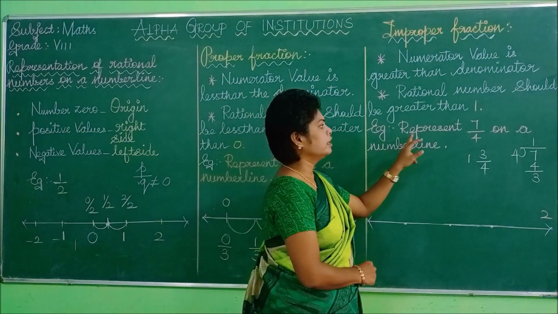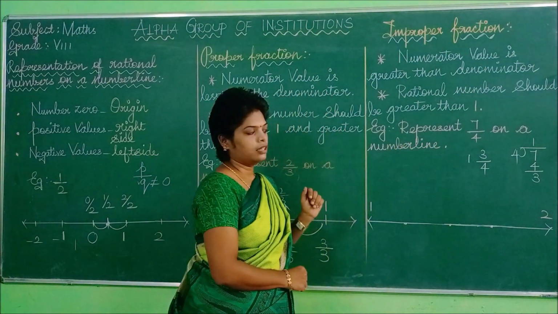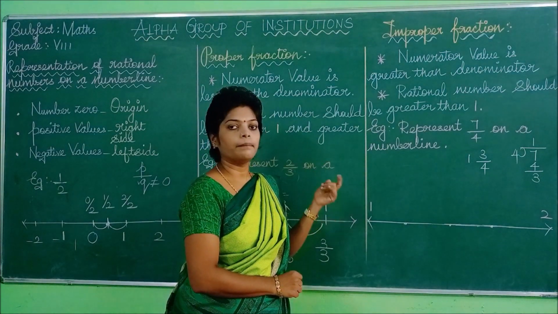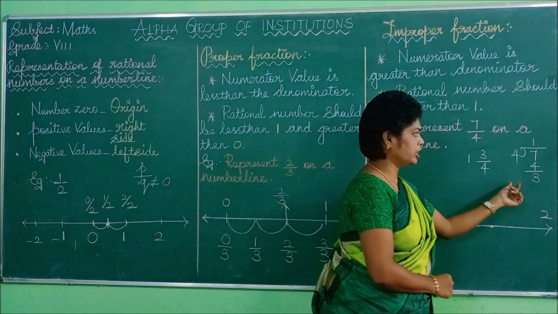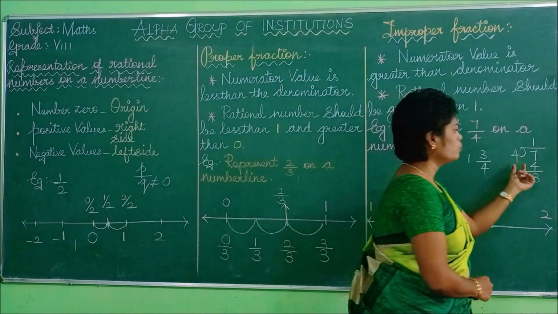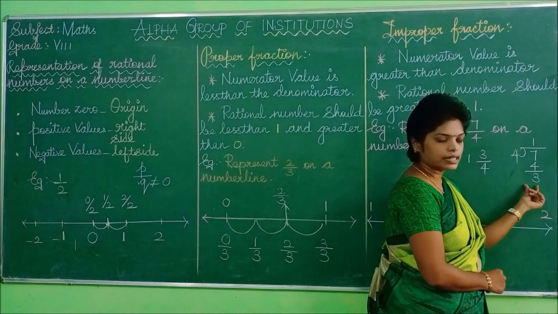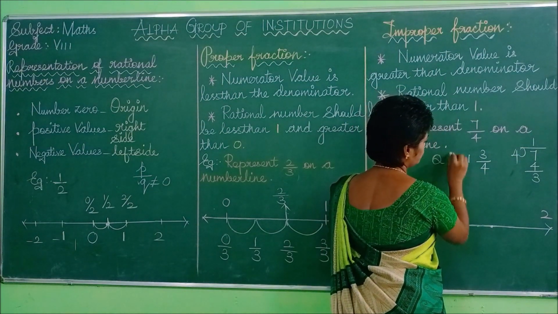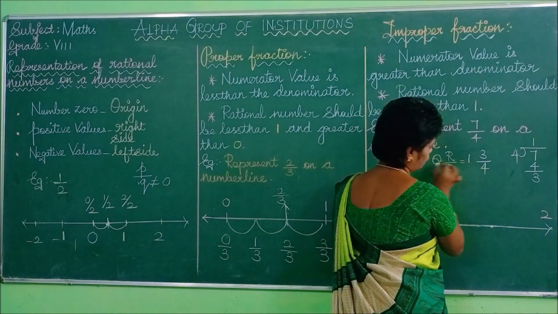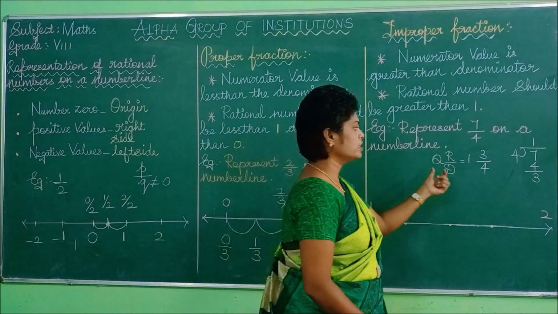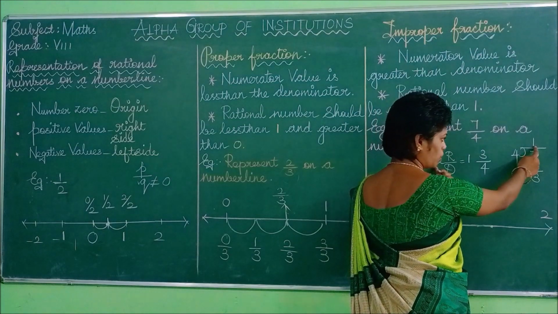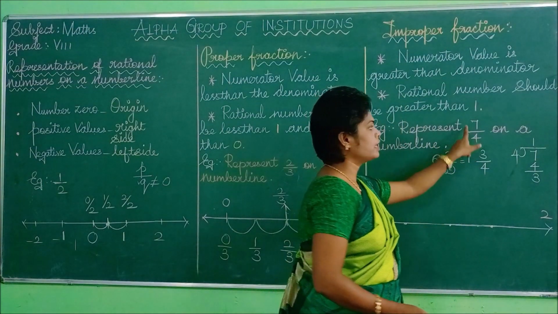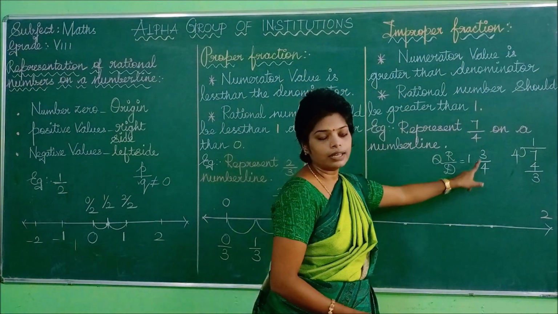Our example is to represent 7 by 4 on a number line. How can we represent this? You have to change this improper fraction into a mixed fraction first. So take division: 7 divided by 4. 4 ones are 4, our remainder is 3. How can we write this? It is in the form Q, R by D: quotient, remainder and divisor. What is our quotient from this? Our quotient is 1, the remainder R is 3, and the divisor is 4. So this 7 by 4 can be rewritten as 1 3 by 4.